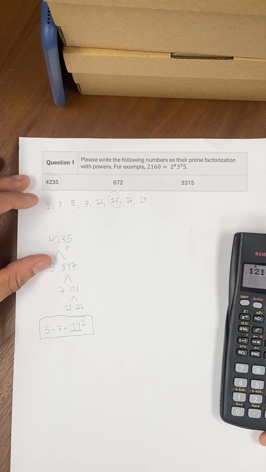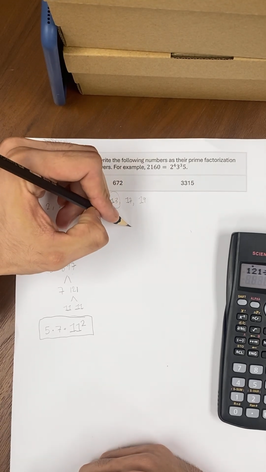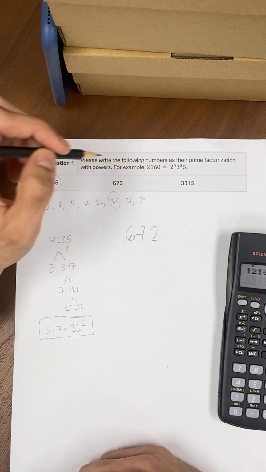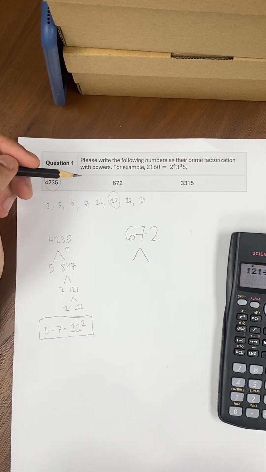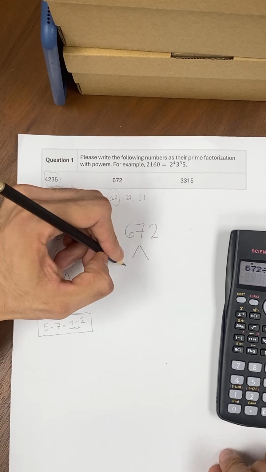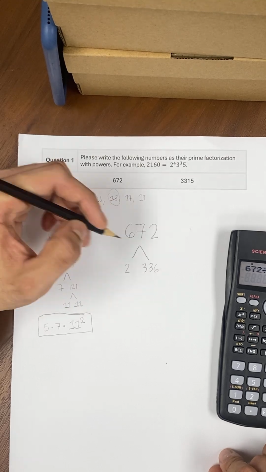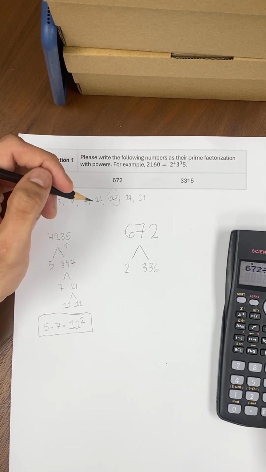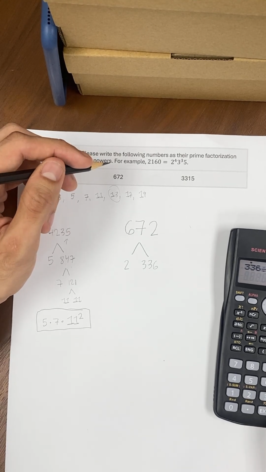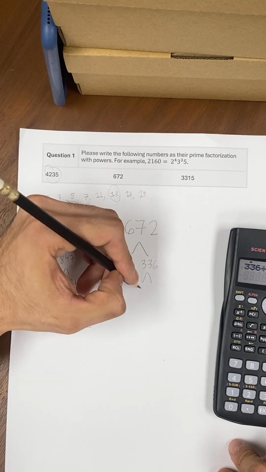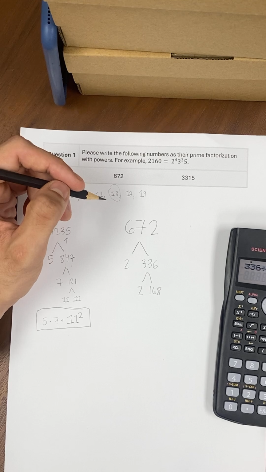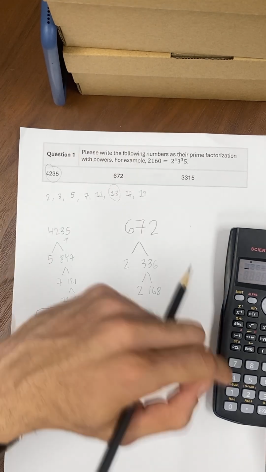Let me try one more time with 672. I'll write it a little bigger this time. 672 ends in 2, so it must be divisible by 2. I divide it by 2 and I get 336. 336 ends in 6, so it must be divisible by 2. I get 2 times 168. 8 is divisible by 2, so 168 must be divisible by 2.